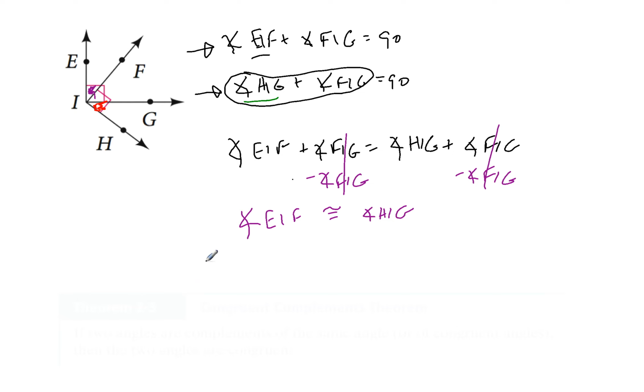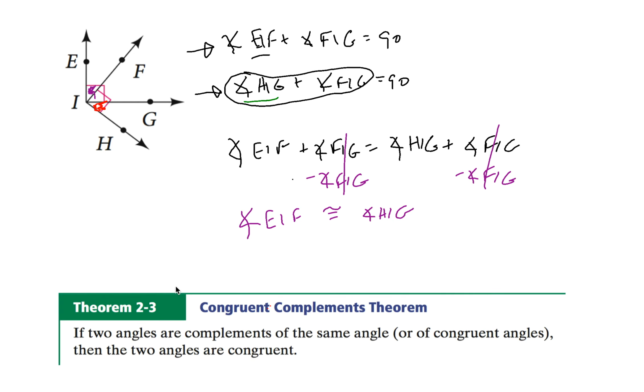So what does that tell us? Very simply, that tells us that if two angles are complements of the same angle, or of congruent angles, then the two angles are congruent. Both EIF and HIG are complements of angle FIG. And if that's the case, that means that EIF and HIG must be congruent to each other. Put the player on pause, and please take this down in your notes before you continue.